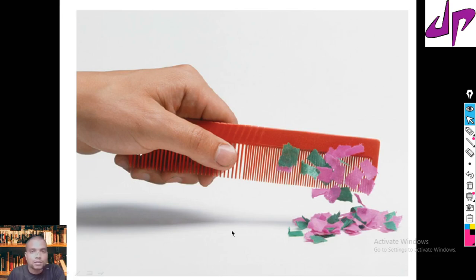Hi guys, today I would like to introduce a new concept. To understand that concept, let us observe the diagram which is on the screen. Think about the case here: this is a charged comb.